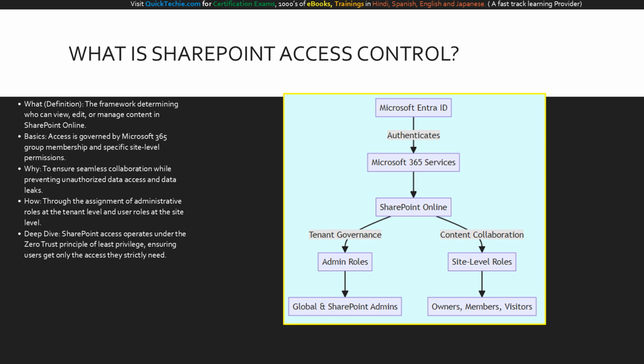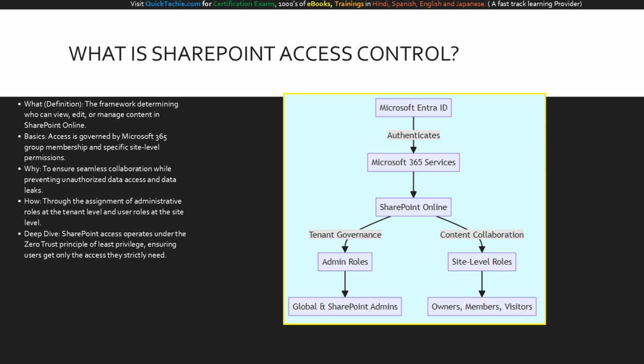Let's direct our attention to the diagram on your screen. This flowchart represents the foundational access hierarchy. At the very top, we have Microsoft Entra ID. This is your identity provider. It is the gatekeeper that authenticates every single user. Once authenticated, the user interacts with Microsoft 365 services, specifically SharePoint Online, located in the middle of our flow.